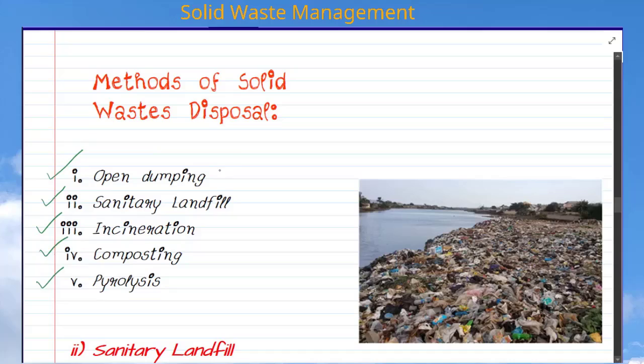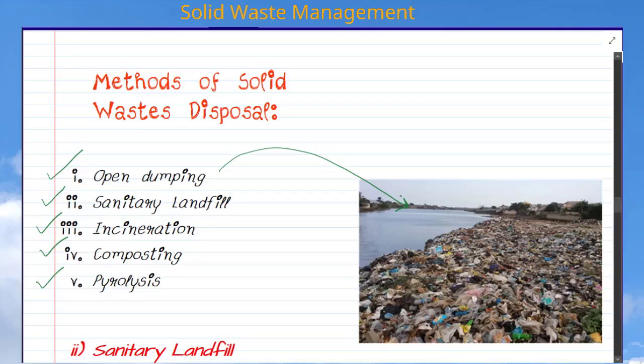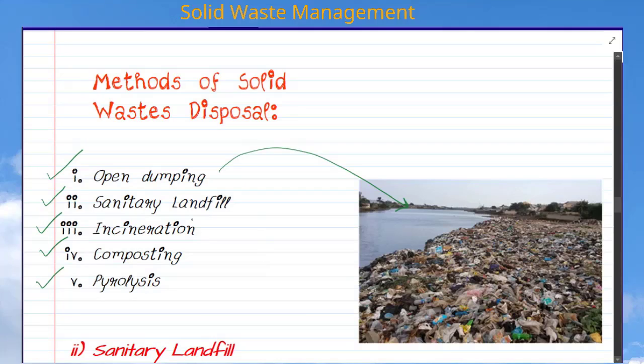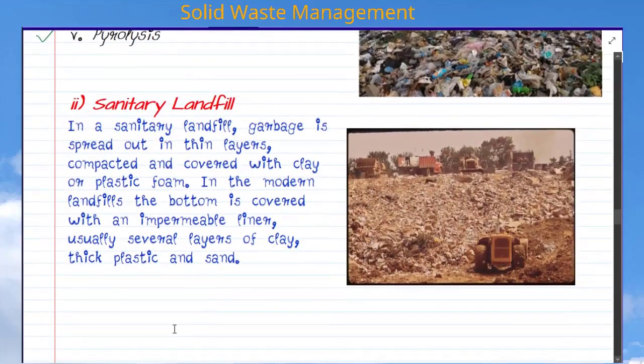First, open dumping is simply dumping of the solid waste in an open area without any scientific method of treatment. Although it is listed as a method of solid waste disposal, this is the worst method of solid waste disposal or solid waste management. So instead of open dumping, the most engineered method of solid waste disposal is sanitary landfill. And in this case, many scientific methods are used.